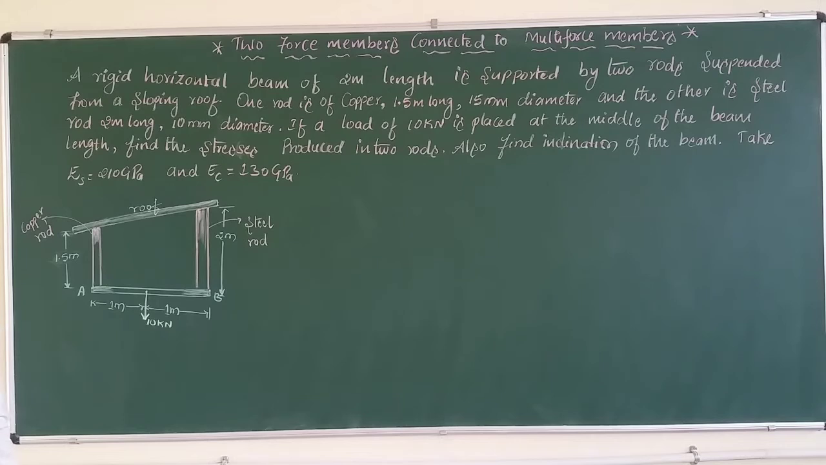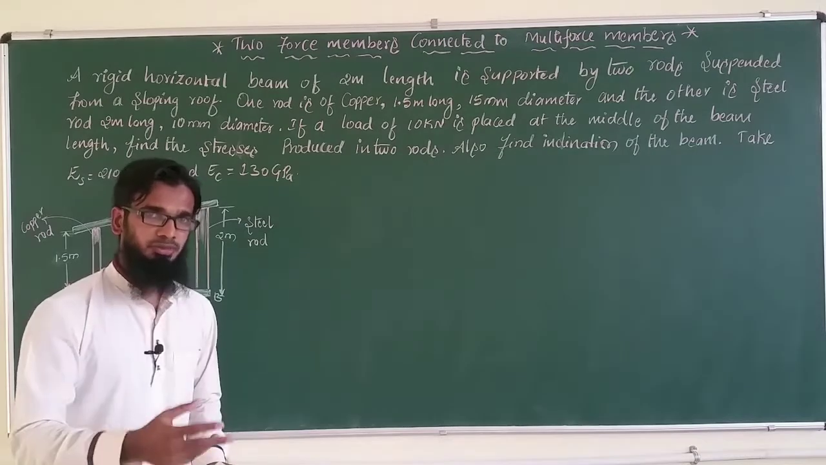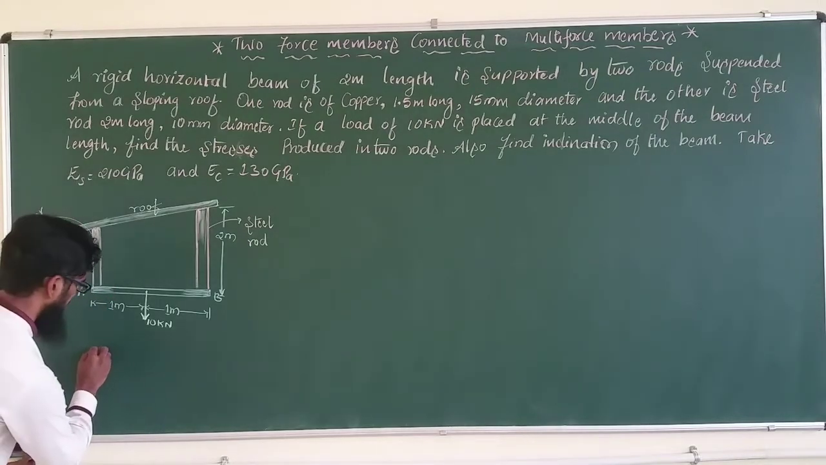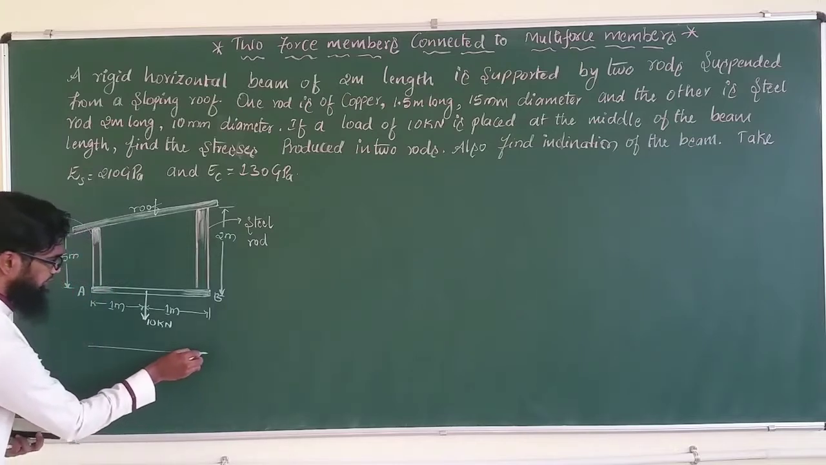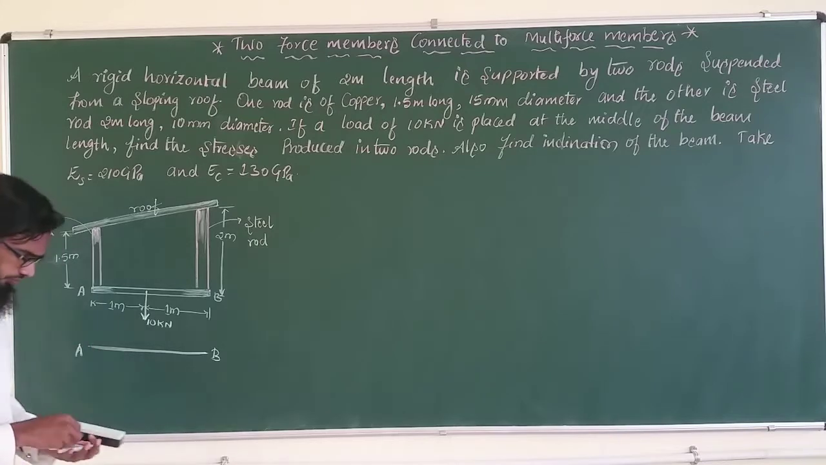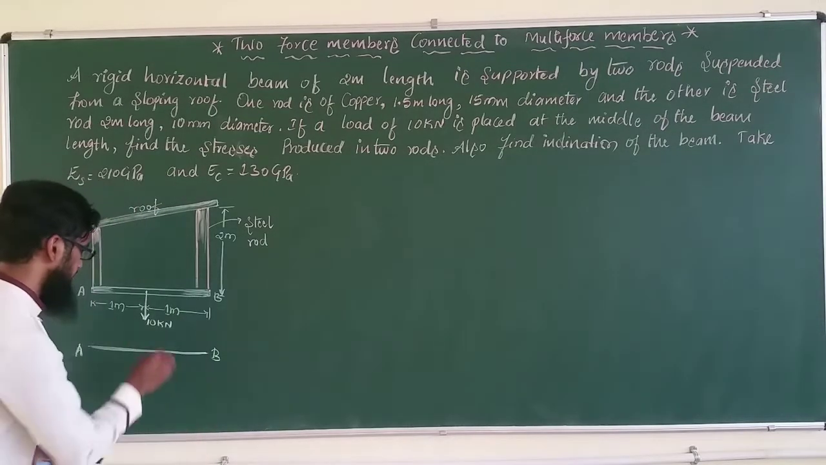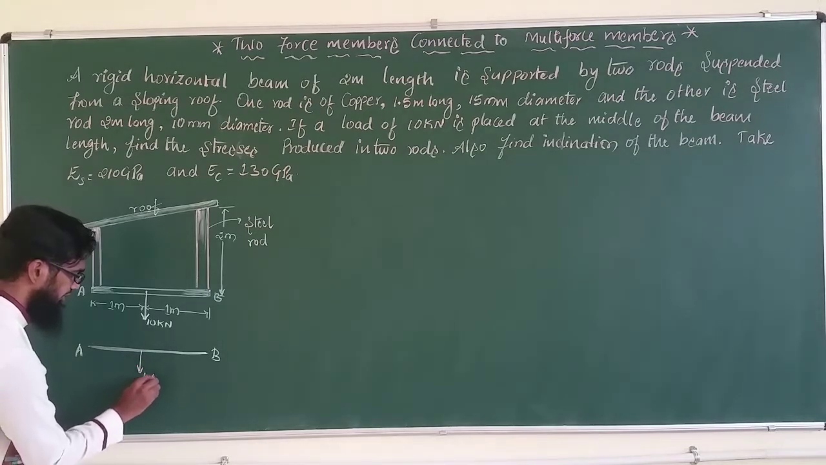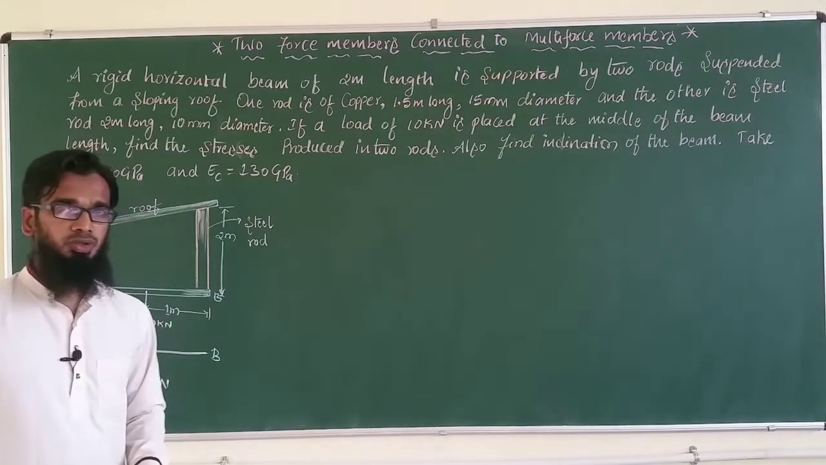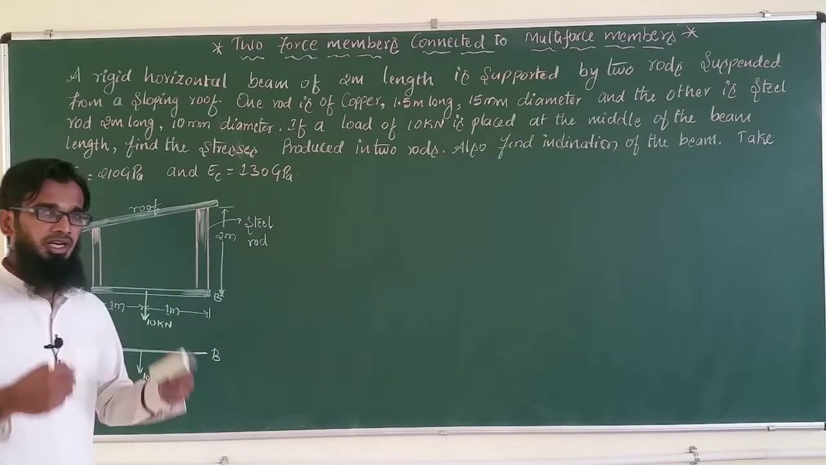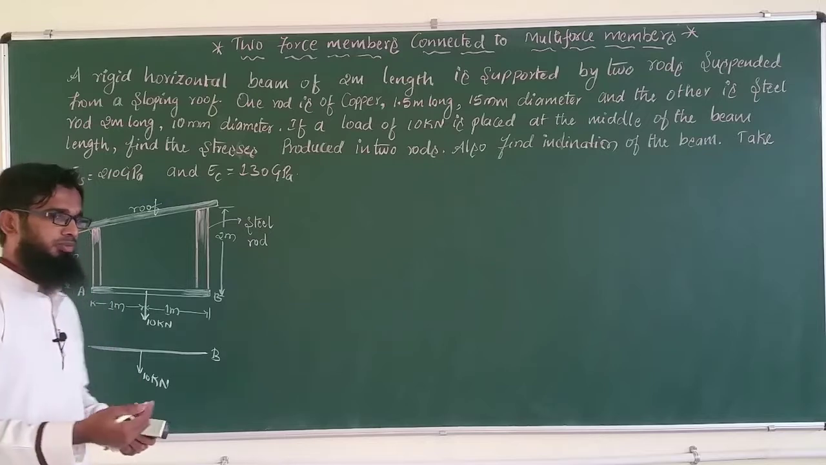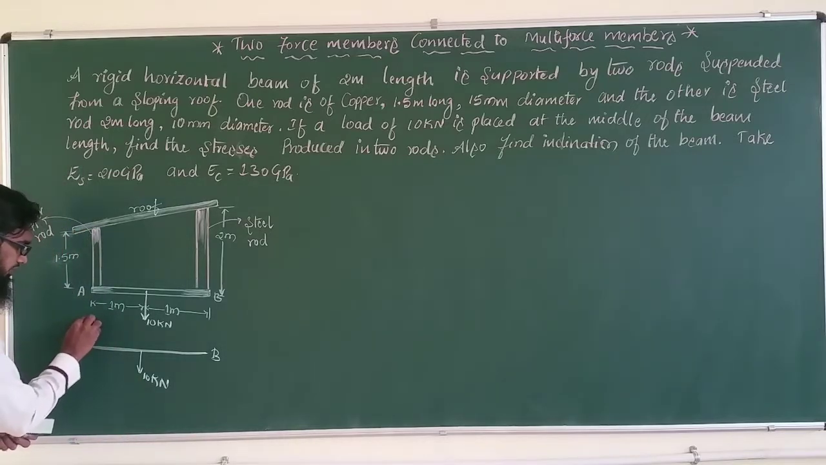Now let us move on to how we can solve this. First we will write the free body diagram of the given problem. This is point A and this is point B. The load of 10 kilonewton is acting exactly at the center. Because the beam is suspended from the roof, there will be reactions acting in the opposite direction at these points.